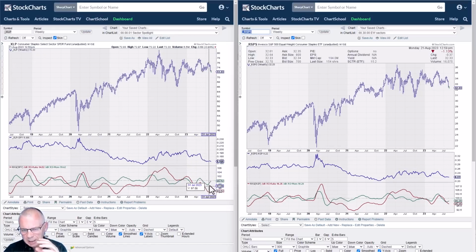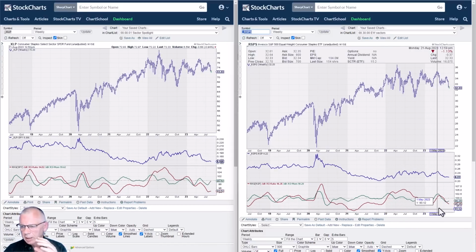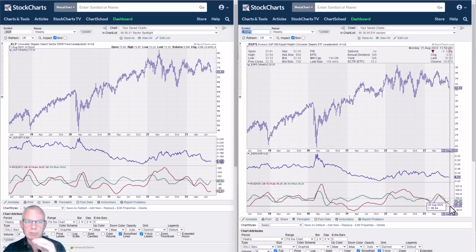You can see how RS momentum is picking up on XLP, putting in a low here, whereas on the equal weight version, RS ratio is still pointing straight down. So in both cases, let there be no doubt, consumer staples is a weak sector versus the respective benchmarks. But when you need to make a comparison, I think that the cap-weighted version actually beats the equal-weighted version.